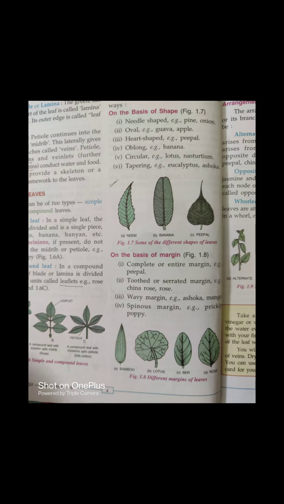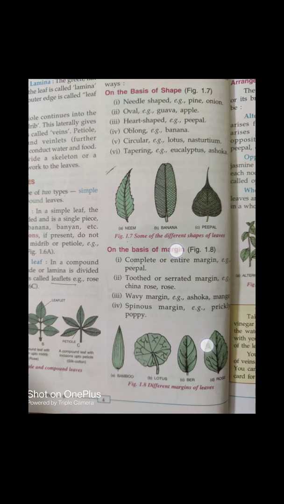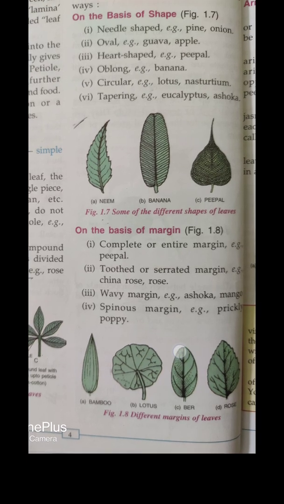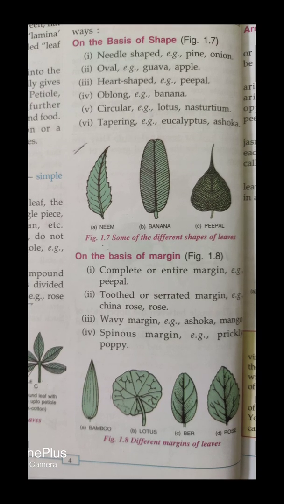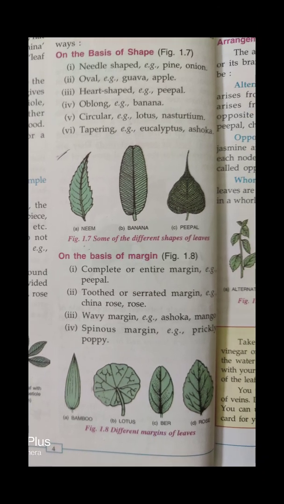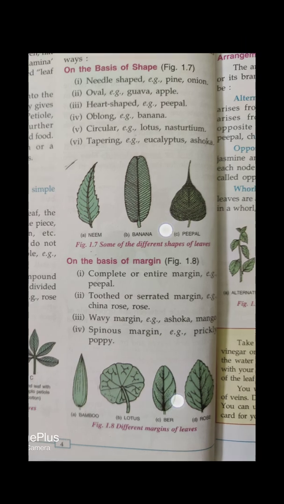On the basic margin, see this picture. Complete or entire margin is present on peepal. Toothed or serrated margin is present on China rose. There is no picture of China rose also. And wavy margin is on Ashoka and mango. Spinous margin is on prickly poppy.